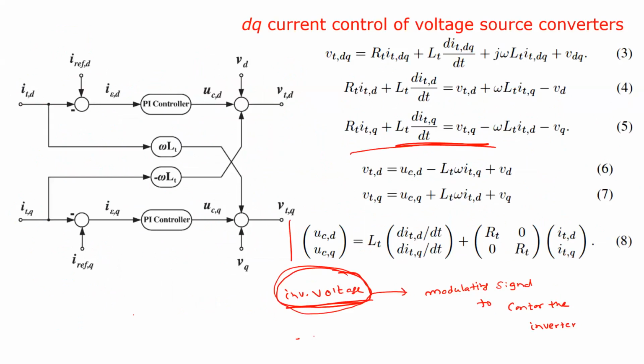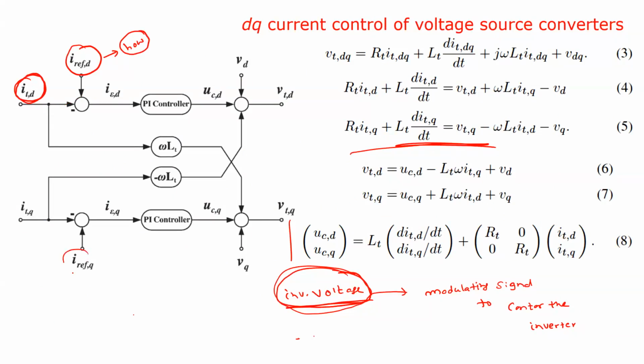So first we need to control the D-axis currents. So this is the actual D-axis current, and this is the reference D-axis current. This will be your reference D-axis current. So how is this reference D-axis current obtained?